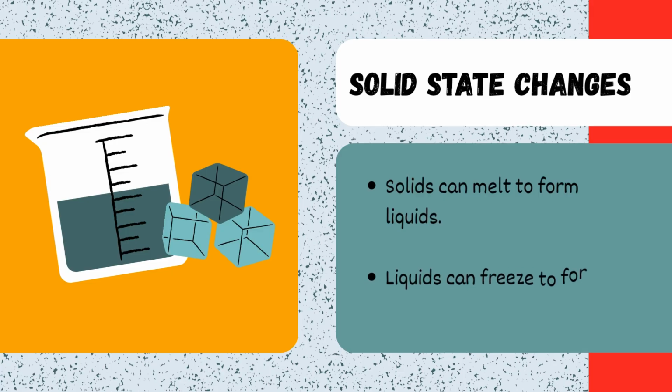Another question arises in your mind: if the solid state exists, then how can it change into other states? When the temperature is increased, solids can melt to form liquids, and when liquids are frozen, they again form solids, so they are interchangeable.